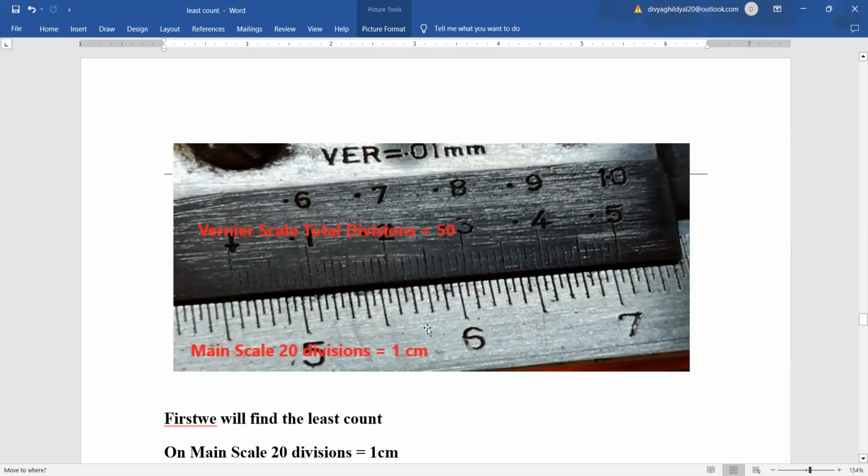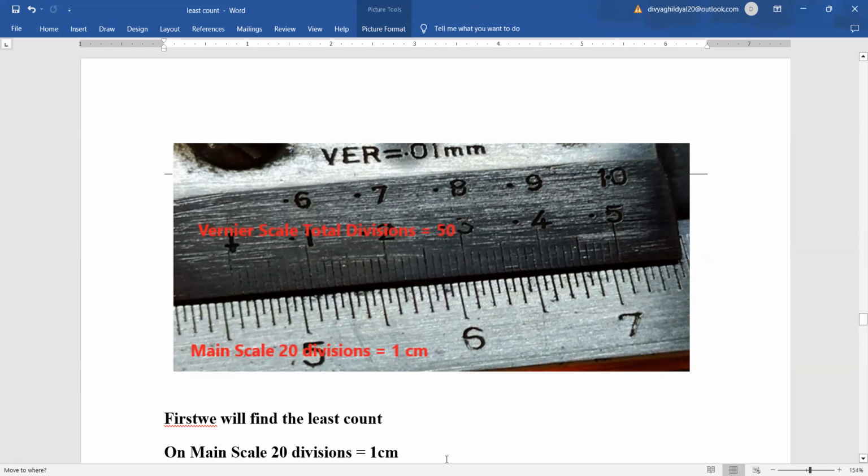See, between 5 and 6, 20 divisions are showing 1 centimeter. 1, 2, 3, 4, 5, 6, 7, 8, 9, 10 and another 10. And for the vernier, their total number of divisions are 50. We will not read all these decimals and all. We will only read the total number of divisions. So 5, 10, 15, 20, 25, 30, 35, 40, 45, 50.